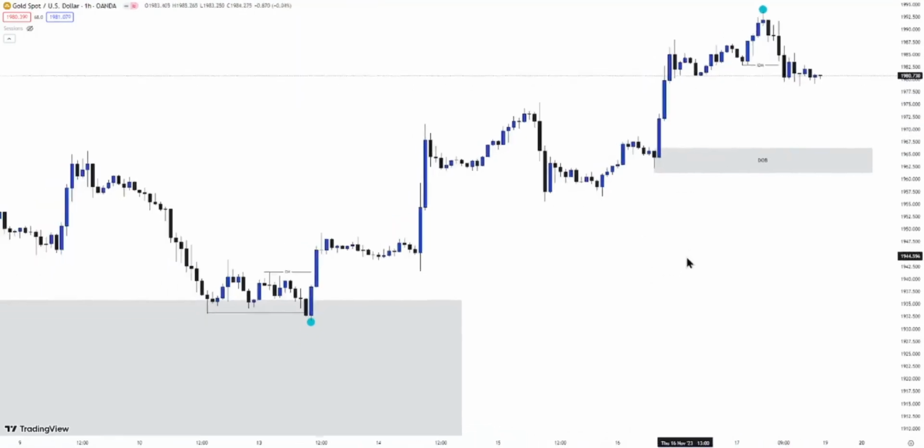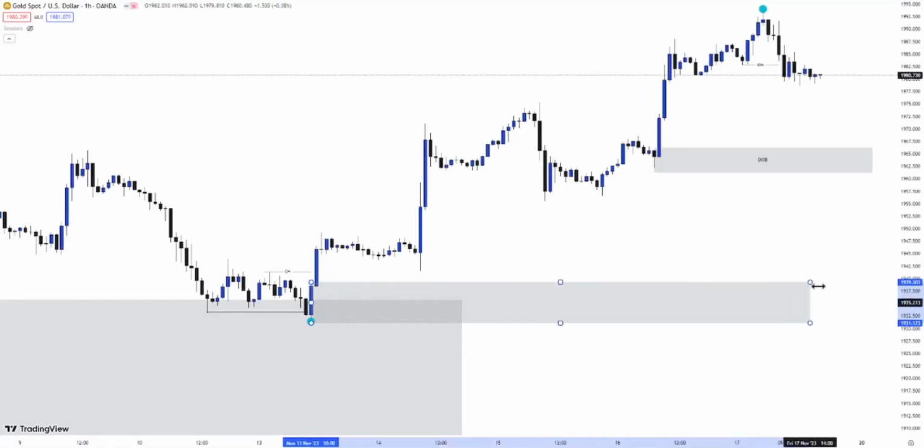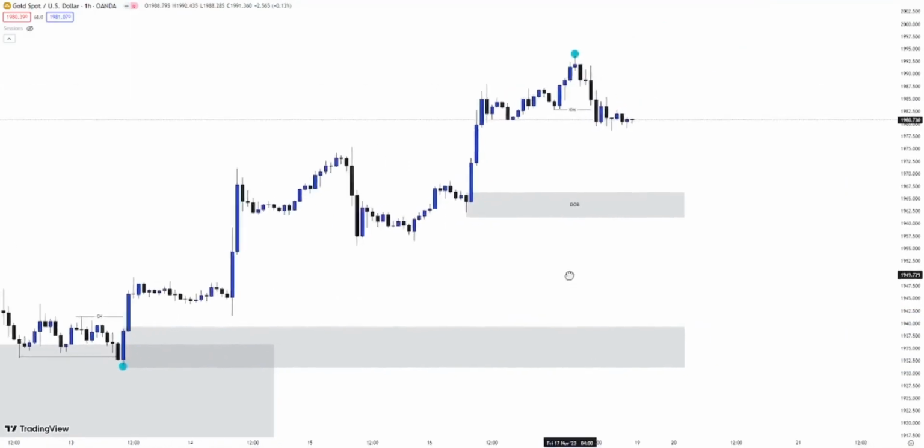Now the extreme OB is here. Where is your extreme OB? Now take a look at your extreme OB here. This is your extreme OB on the 1H time frame. All right. So these are the two OBs we are looking at.